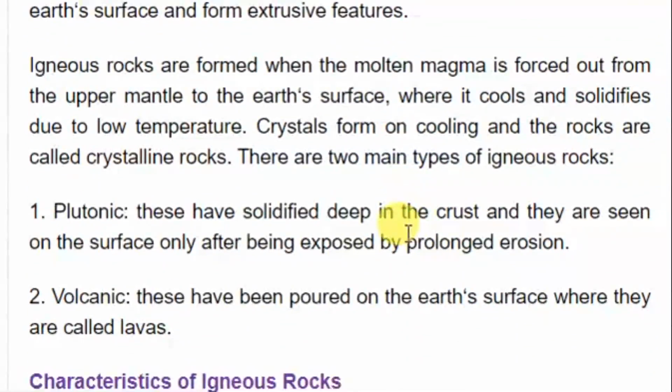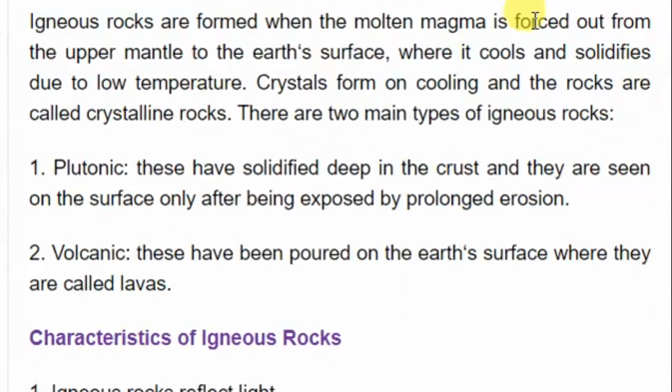Now, igneous rocks are formed when the molten magma is forced out from the upper mantle to the earth's surface, where it cools and solidifies due to low temperature. Deep inside the earth there is high temperature, but outside of the earth we have low temperature. So due to low temperature, they cool and then they solidify. Crystals form on cooling, and the rocks are called crystalline rocks.